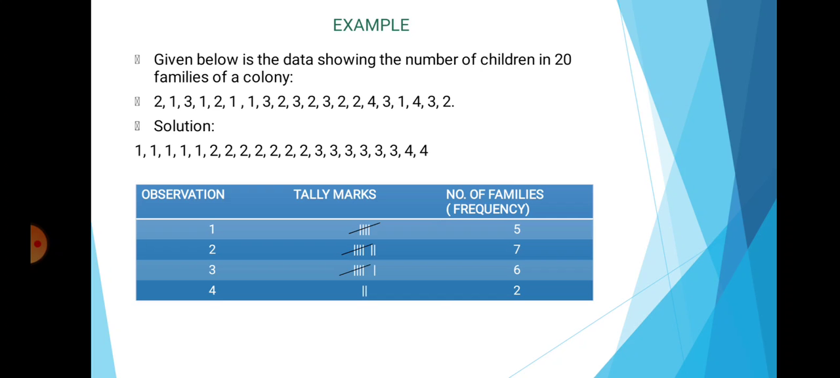So you have to represent the tally marks in such a way that after drawing four vertical lines, the fifth one should be taken as a cross. And if you have more than 5, the sixth one should again be drawn as a vertical line. So all the multiples of 5 should be crossed out. This is how we should tabulate given data using tally marks.